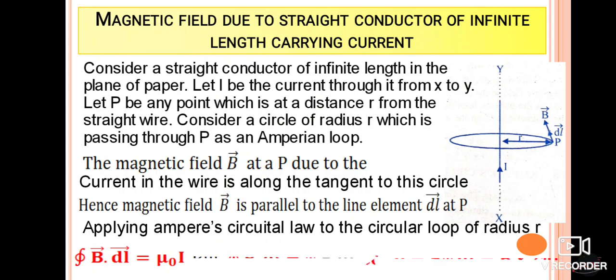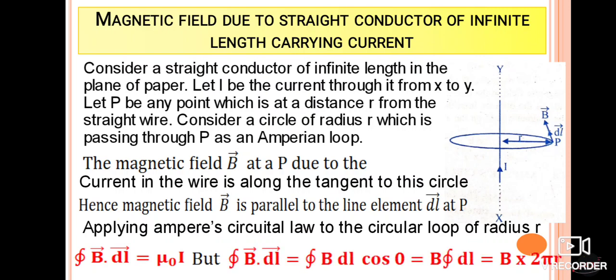Now the line integral of B dot dl we can write as B dl cos theta. Here theta is equal to 0 because the magnetic field B is parallel to dl, which means both are in the same direction. Therefore the angle theta is equal to 0. So we substitute B dl cos 0, and cos 0 is 1.